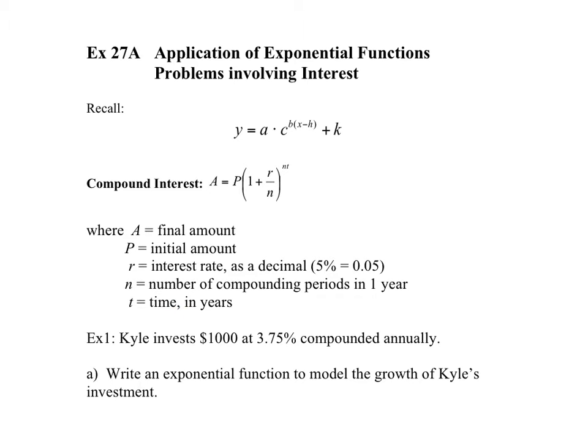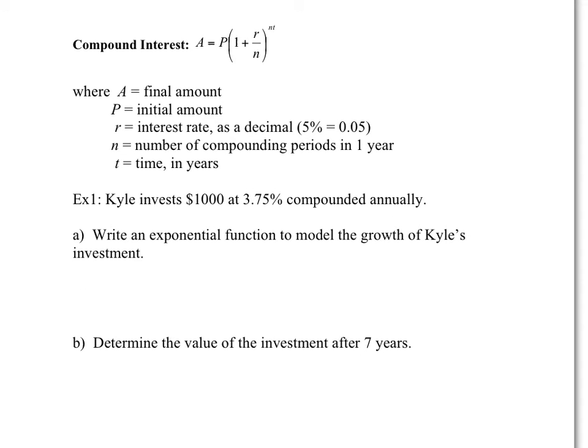Okay? So, let's go with the first example here. Cal invests $1,000 at 3.75% compounded annually, which means if it's compounded annually, only once will the bank give you any return or any interest on that value. Write an exponential function to model the growth of Cal's investment.